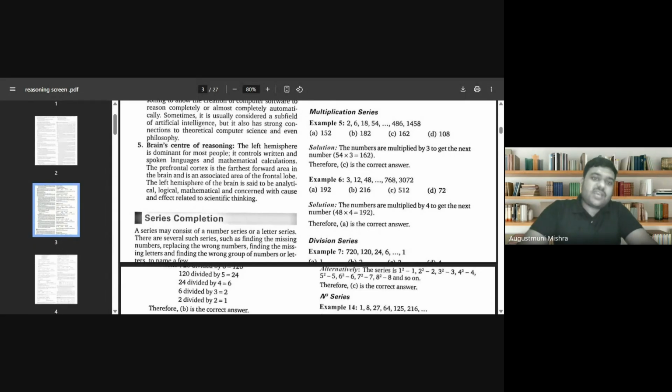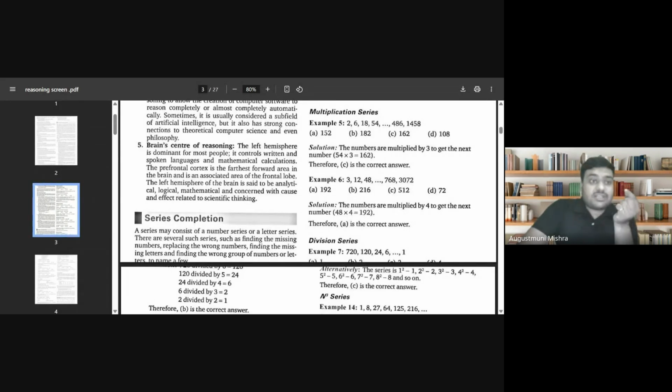A series may consist of a number series or letter series. Okay, like there can be a series of numbers like if you are saying 2, 4, 6, 8, 10, 12, means in a series if you are going to tell the table of 2, then it comes under the series of numbers. Similar with the letters also. So there are several such series such as finding the missing numbers, replacing wrong numbers.